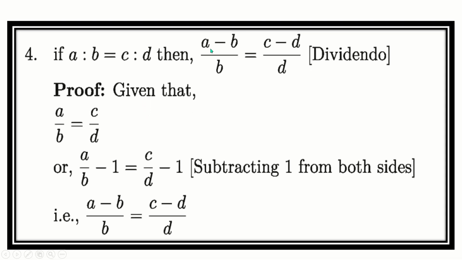Number 4: this is the given condition. Then (A minus B) by B equal to (C minus D) by D. This is dividendo. This is the given condition. Subtract 1 from each side. Then we will get this. This is a very easy proof. Okay.